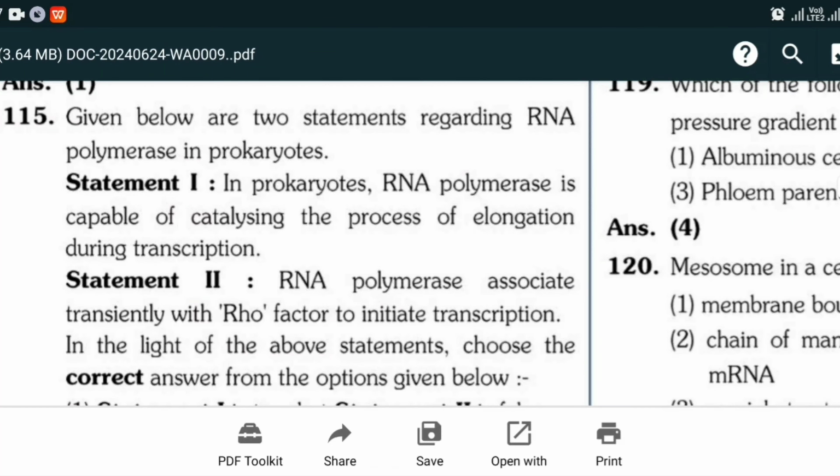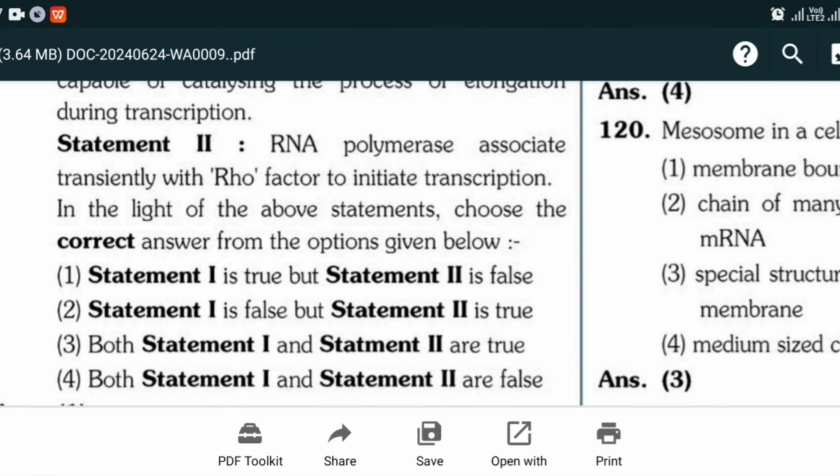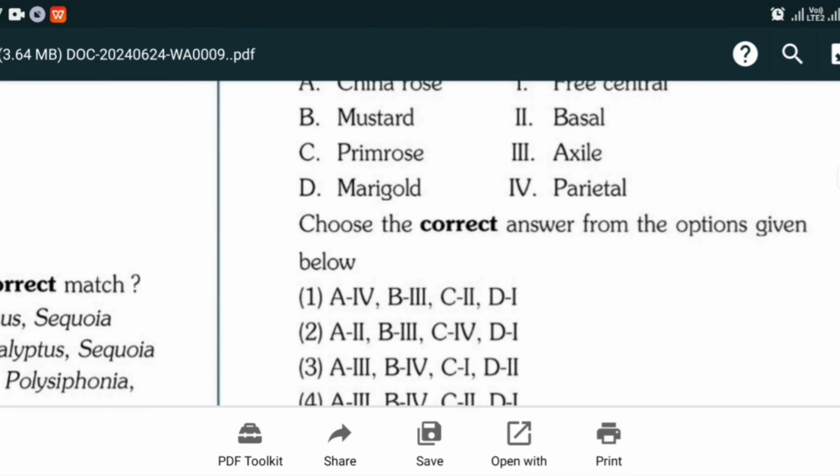Then given below are the two statements regarding RNA polymerase in prokaryotes. Statement 1. In prokaryotes, RNA polymerase is capable of catalyzing the process of elongation during transcription. So that is correct. Next, RNA polymerase associates transiently with the rho factor to initiate transcription, they are telling. No, for the initiation it requires sigma factor, but they have given rho factor. So statement 2 is wrong. So 1 is true but 2 is wrong. So that's why option 1 is correct.